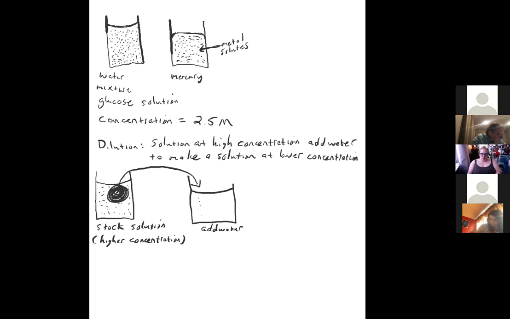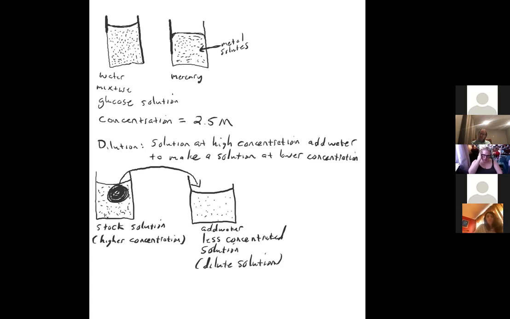Okay, so what happens? Essentially what you end up with is you get some of that glucose solution, but now it's less concentrated, right? It's not as concentrated as it was here because we added water to dilute it. So now we have a less concentrated solution, and this is called the dilute solution. Higher concentration solution is called the stock. Lower concentration solution is called the dilute or diluted, either one.